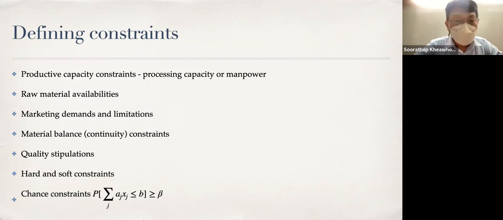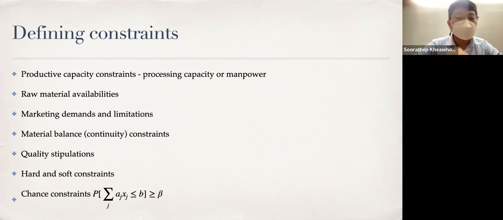Okay, and next thing is marketing demand. Oh no, raw material availability. For raw material availability, what do you think? We should formulate it as equality or inequality constraint. Inequality, right? Yeah, because raw material availability defines the maximum we can use, but we don't have to use all of that.